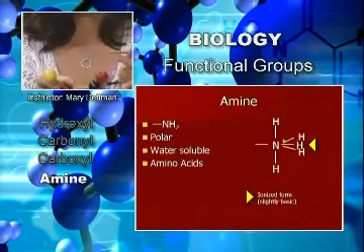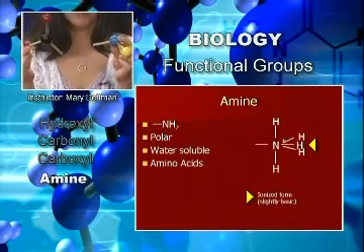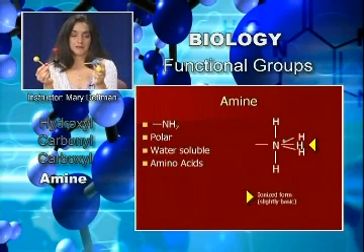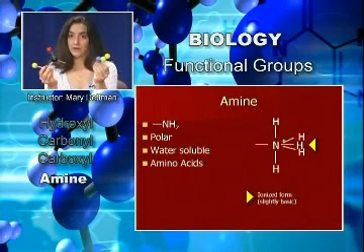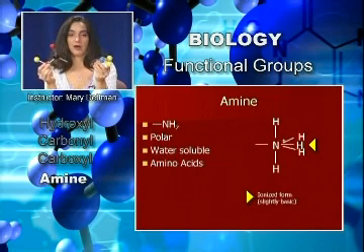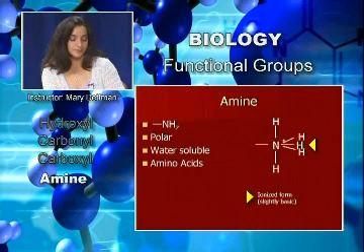Our amine groups and our carboxyl groups are the key functional groups found in all amino acids. The amine is our amino part, and the carboxylic acid is the acid part of those amino acids.